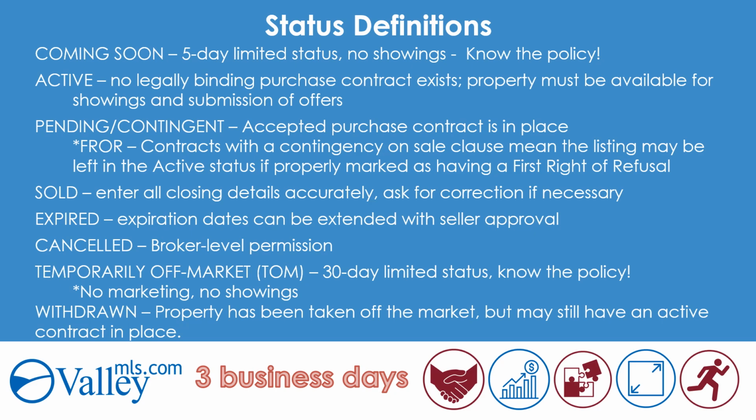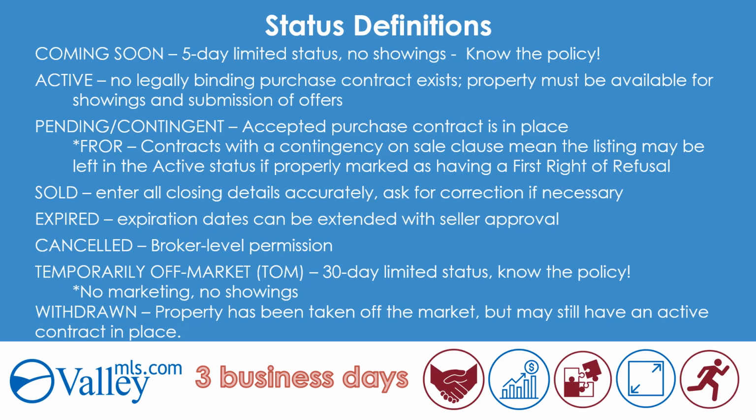Expired. This is when a listing has an expiration date that has come and passed. So if you have a 6-month listing and that 180 days has passed, then that listing is no longer active and would shift to an expired listing. Expiration dates can be extended with seller approval, and it should be done before that expiration date hits in the MLS. Otherwise, you're going to need to reach out to the MLS support team to get that listing properly updated to the correct status.